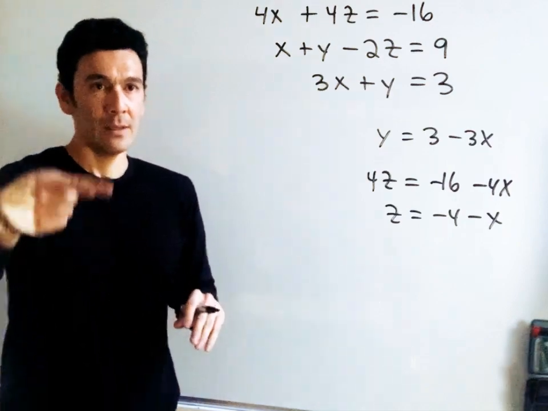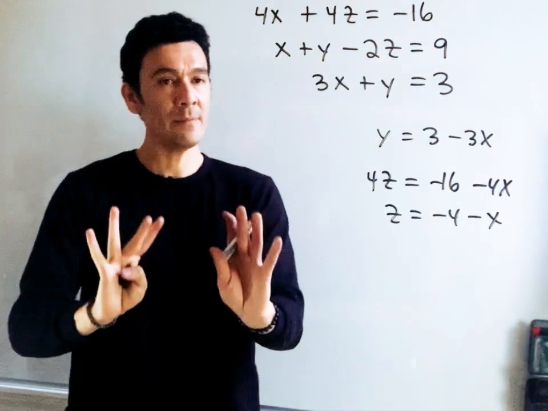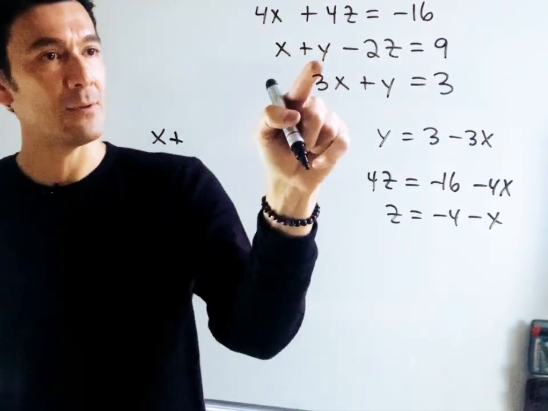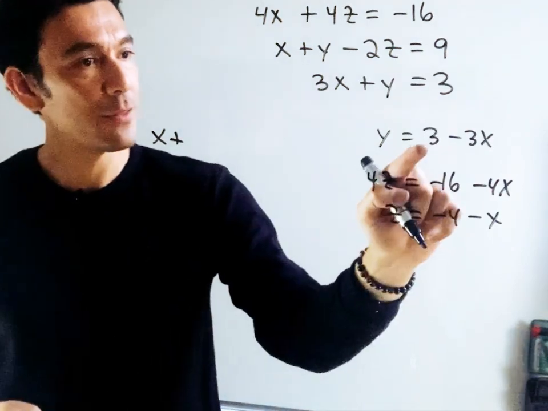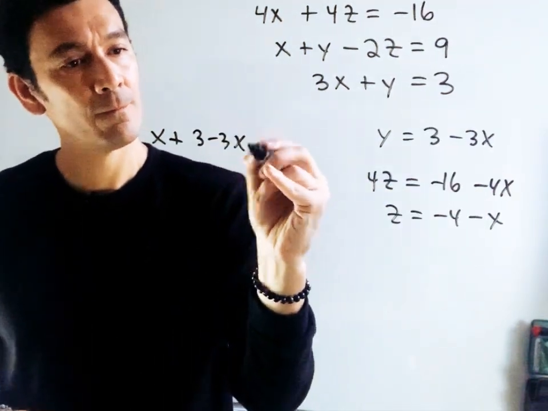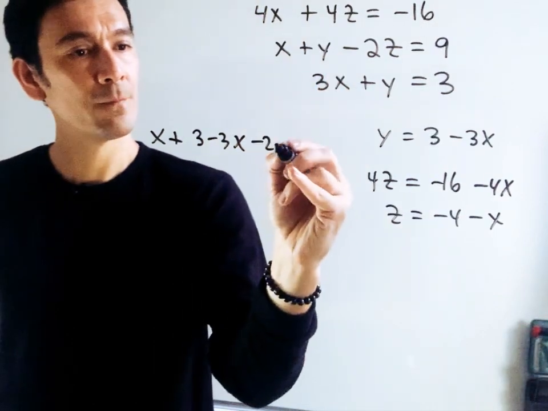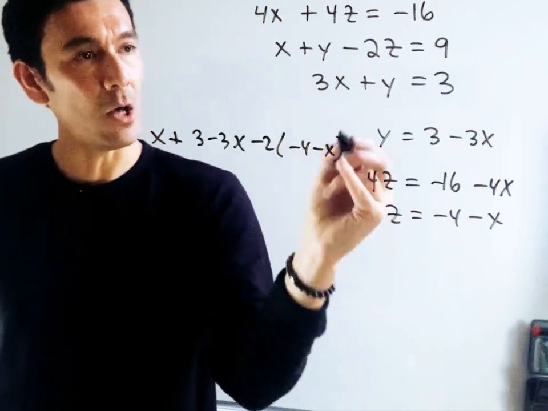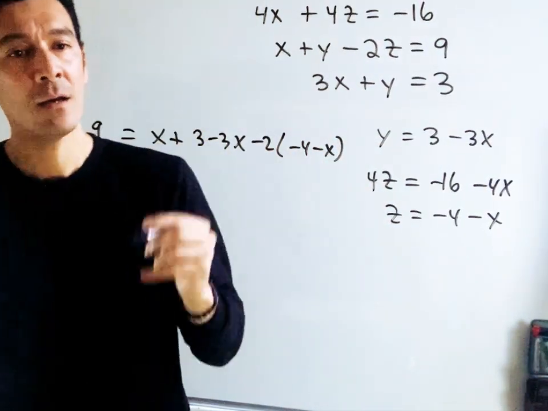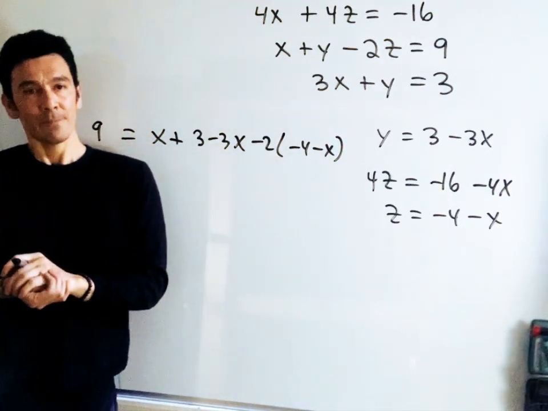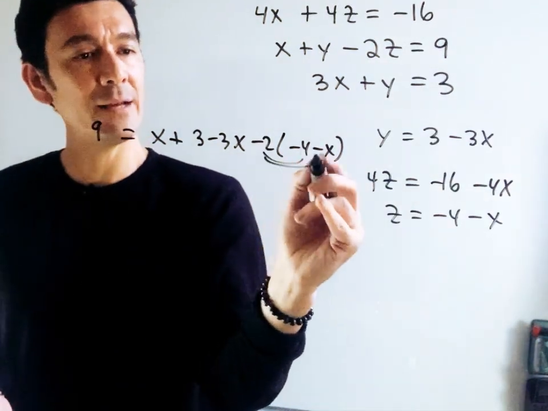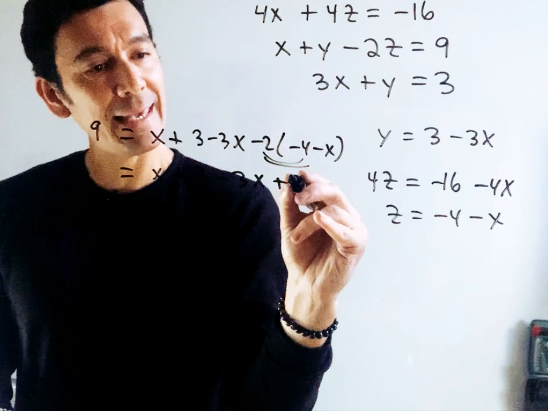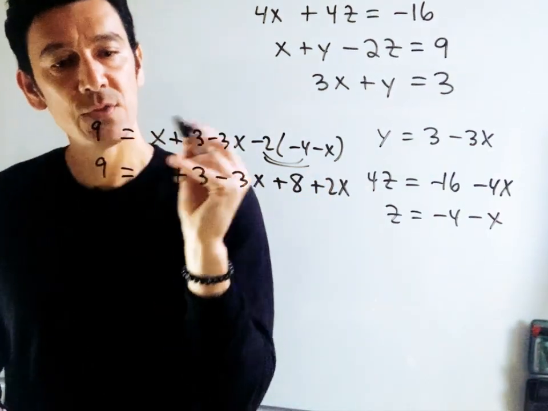And now what we can do is go to the center equation and everything becomes x. Watch. Keep x the same. Now instead of y, what could replace y? 3 minus 3x. Okay? And then we have minus 2. And then what replaces z? We have negative 4 minus x. And all this gibberish still equals 9 on the other side. Why don't we distribute? Distribute the negative 2. So we have x plus 3 minus 3x plus 8 plus 2x, still 9.